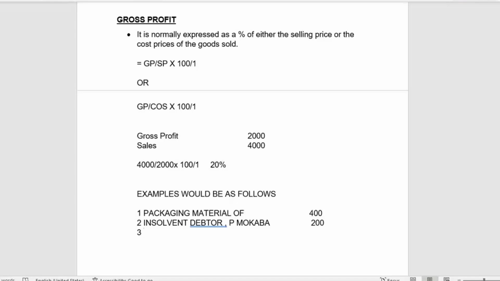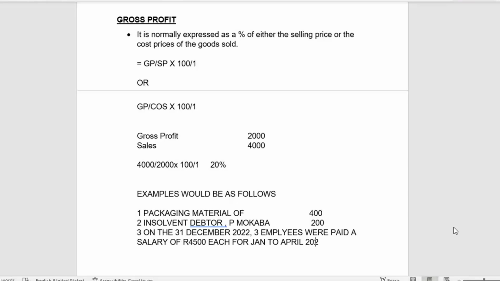Then we have the transaction that says, on the 31st December 2022, 3 employees paid a salary of 4,500 each for January to April 2023. Okay, that will be our transaction number 3.